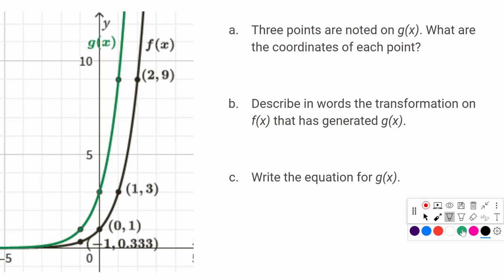So we have one ordered pair down here at -1, 1. And I'm also going to write it on the graph, -1, 1. We have another point at 0, 3. Include that on the graph. And then we have a third point at 1, 9.